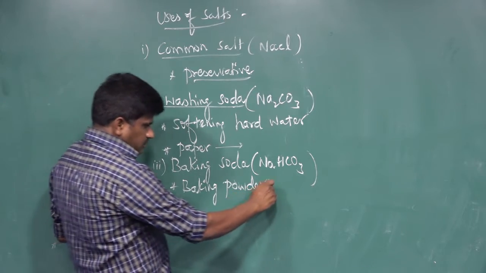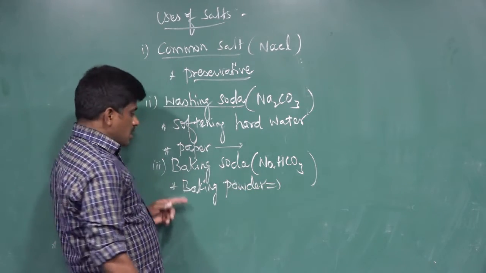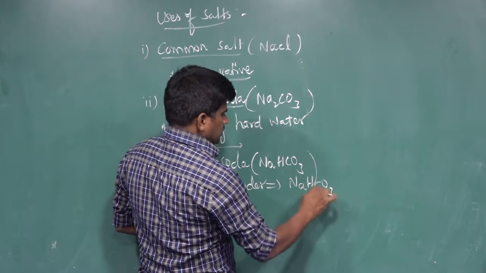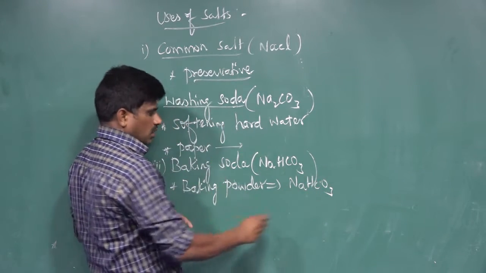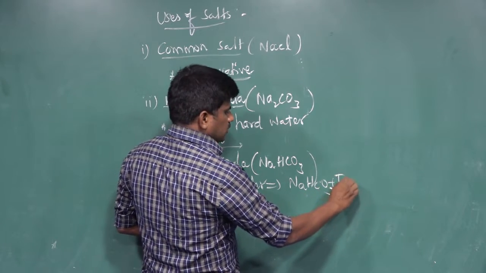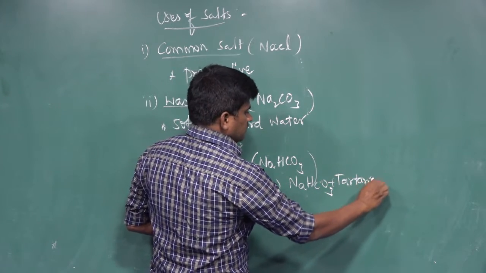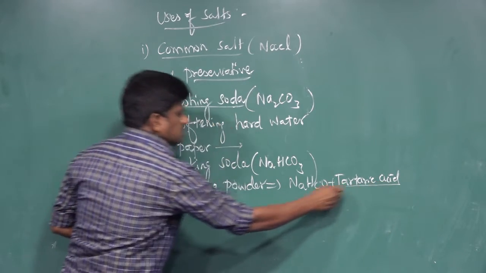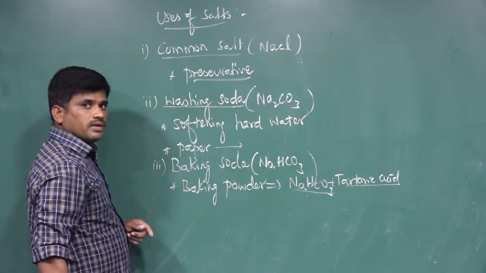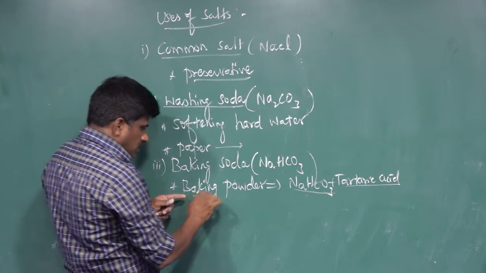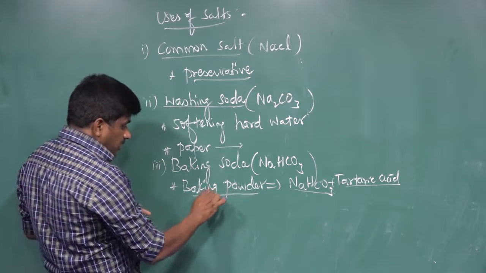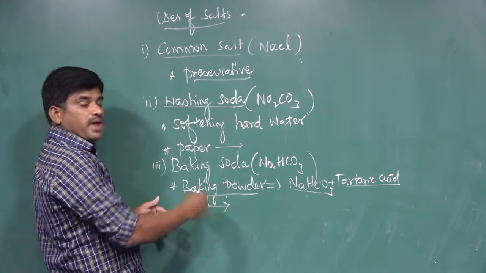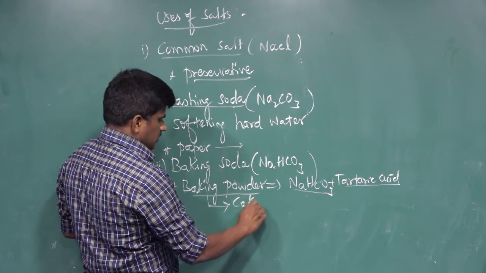How is baking powder manufactured? The baking soda, NaHCO3, is mixed with tartaric acid, which is an organic acid. When the tartaric acid is mixed with baking soda, we can prepare baking powder. This baking powder is used in the making of cake and bread.